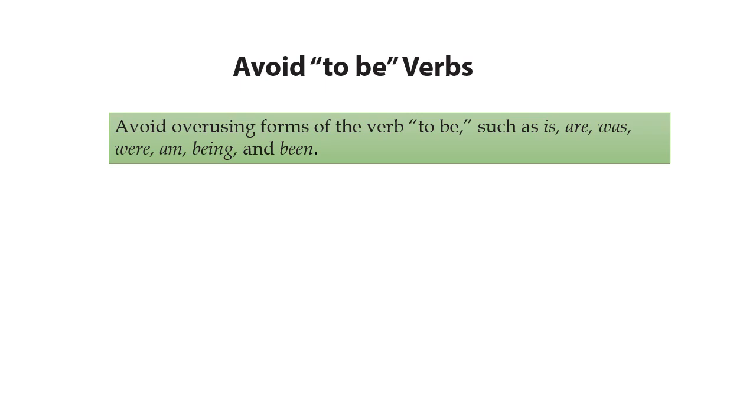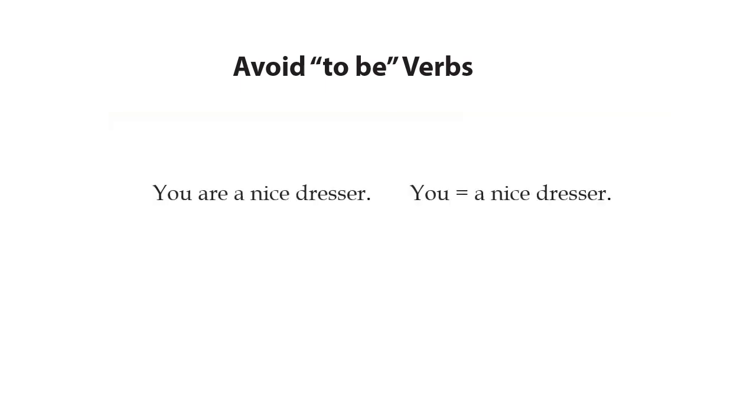But as you're revising and you're trying to strengthen clarity, it's worth looking at sentences that use these verbs and see if they could be replaced by something stronger and more direct that conveys action. Because to be verbs, as has been stated in a previous lesson, act kind of like an equal sign. So you are a nice dresser is another way of saying you equal a nice dresser. And there's nothing inherently wrong with that. It just doesn't really convey much action or imagery.